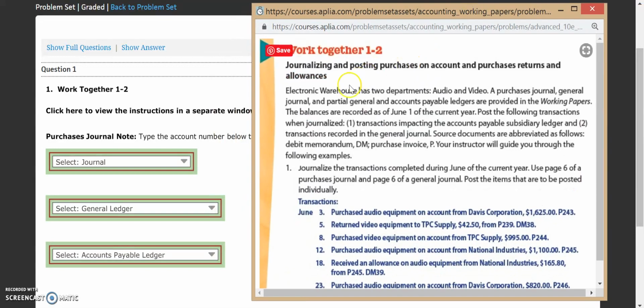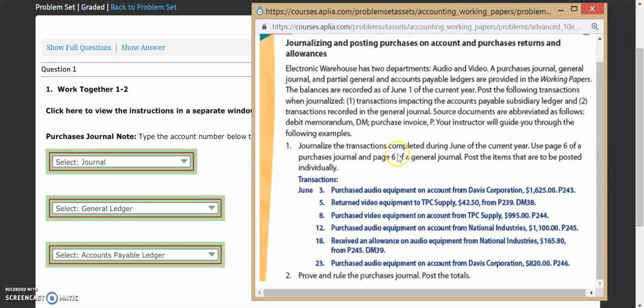It says that our electronic warehouse has two departments, one for audio and one for video. A purchases journal, general journal, and partial general and accounts payable ledgers are given to us. The balances are recorded as of June 1st of the current year. We're going to post the following transactions when journalized: transactions impacting the accounts payable subsidiary ledger and transactions recorded in the general ledger, or general journal, excuse me. The source documents are abbreviated as follows: debit memorandum, purchases invoice. And we're going to go through the following examples together.